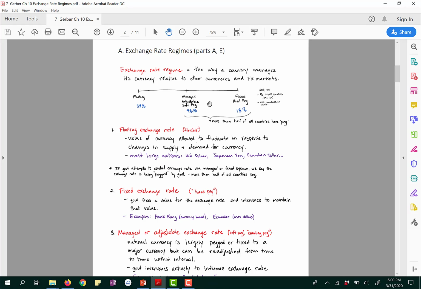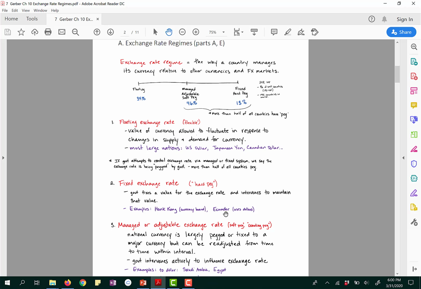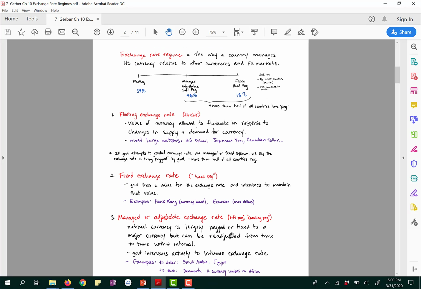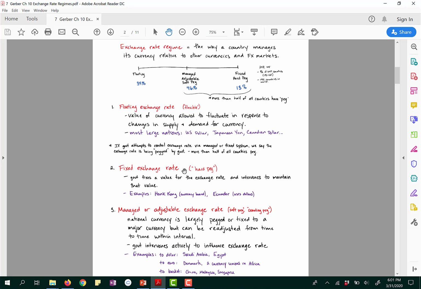versus so-called soft pegs or adjustable exchange rates, where the currency is largely pegged or fixed to a major currency, but can be readjusted from time to time within a certain range. So the government intervenes to influence the exchange rate, not to the degree that would be done under a fixed exchange rate regime. So you can see the majority of the countries fall into this in-between category.